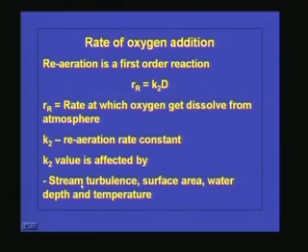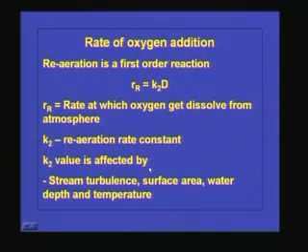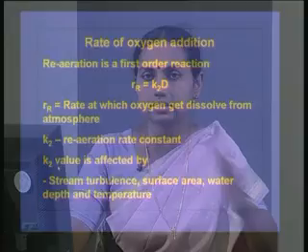If the stream turbulence is high, definitely this K2 value will be very high. The reason is, when the oxygen has to dissolve in the stream, if the turbulence is there, then the mass transfer will be much easier. So stream turbulence increases the K2 value, and if you have more surface area, more contact surface will be available, so definitely it will increase the K2 value. And if the water depth is high, the K2 value will decrease if you take per unit volume, because the surface available for the reaeration or oxygen transfer is less.